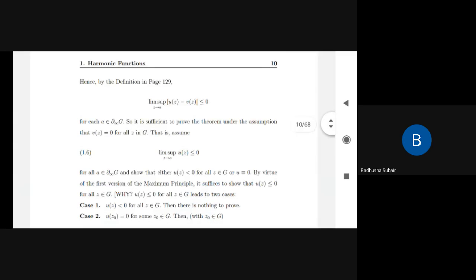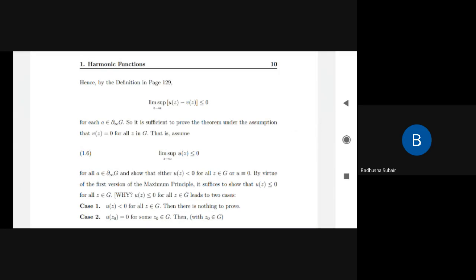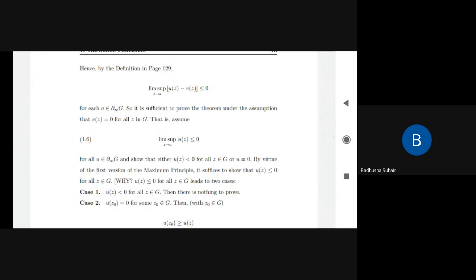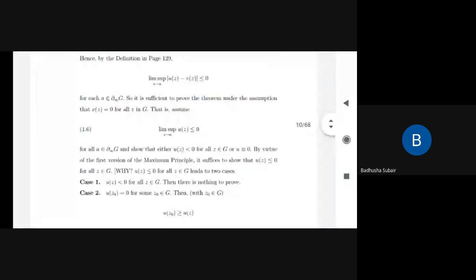Then it will lead to the limit superior of U(Z) as Z approaches A is less than or equal to 0 for all A belongs to ∂∞G, that we obtained from the above inequality, and we show that U(Z) is strictly less than 0 for all Z belongs to G or U identically equal to 0. This is our aim, that we prove either U(Z) is less than 0 for all Z belongs to G or U identically equal to 0.